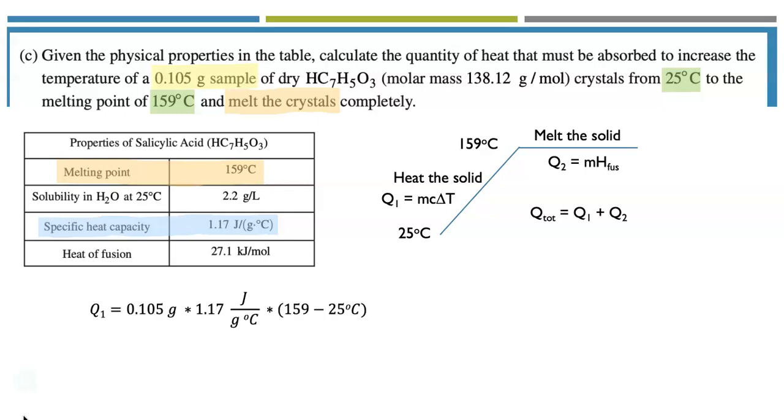So I'm going to substitute in the mass and the specific heat and the delta T, which is T final minus T initial. So 159 minus 25. And I'm going to then calculate that, and I get an answer of 16.5 joules. It does have 3 sig figs.